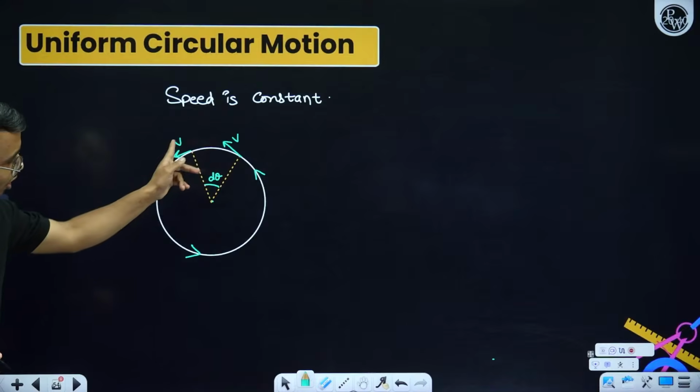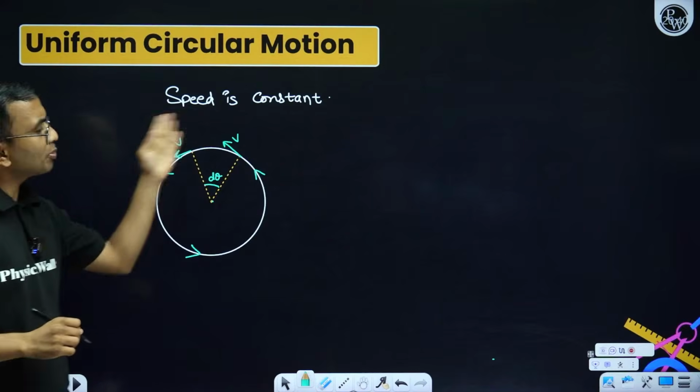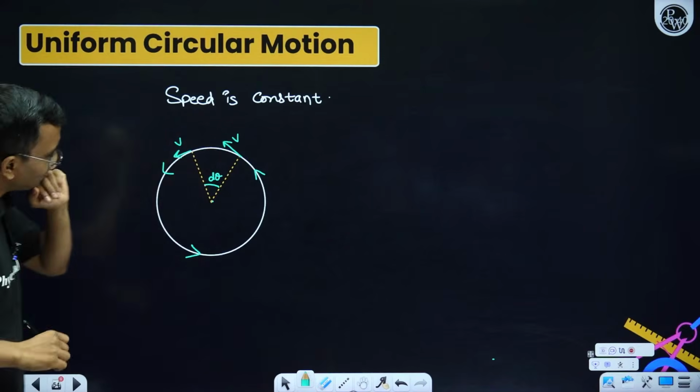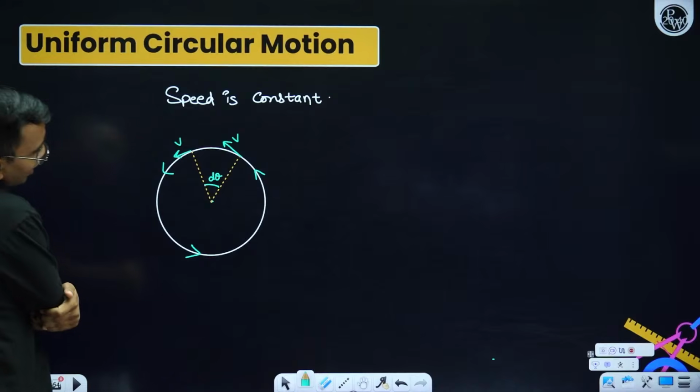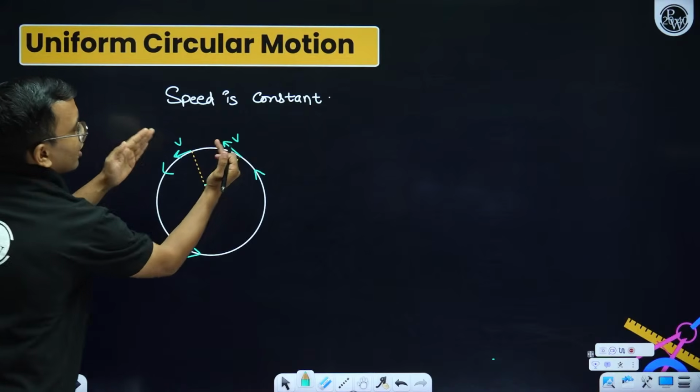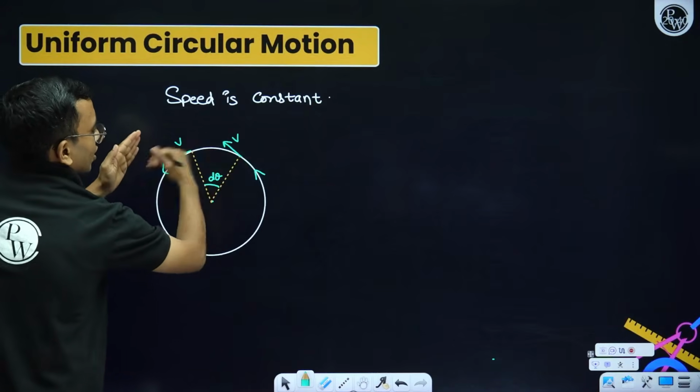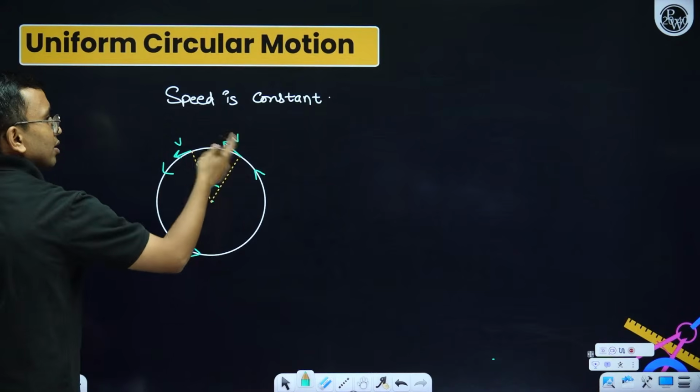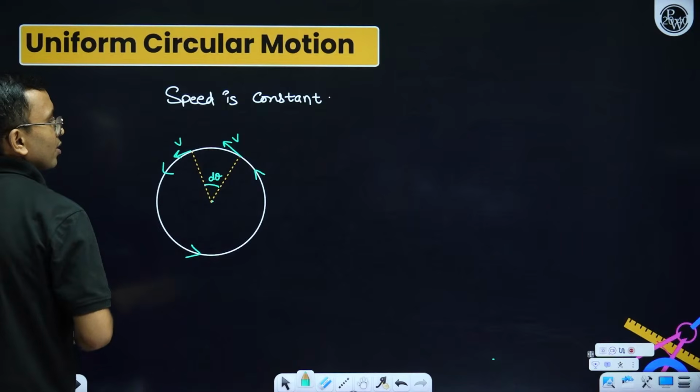Here is the initial, this is the final. The speed is the same, the direction is just changing. Okay, now what is the acceleration? For that, I first need the change in the velocity divided by the time interval, and then I will get the acceleration.